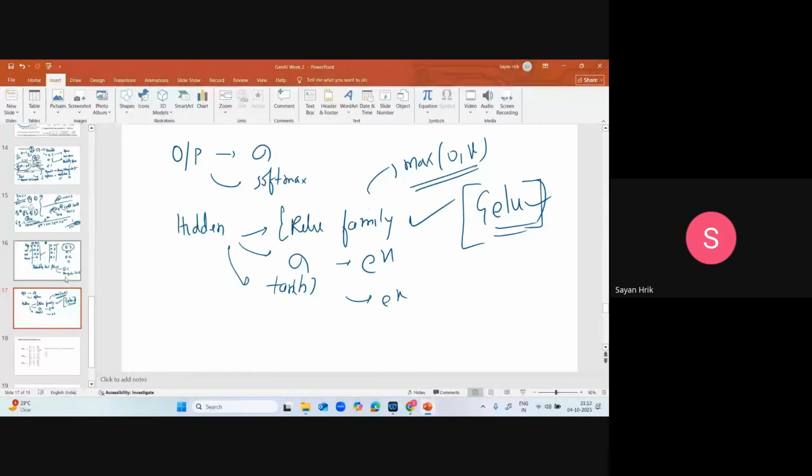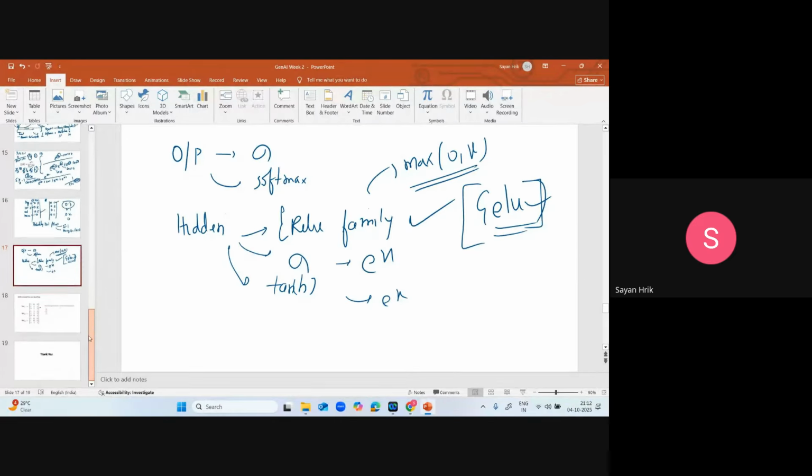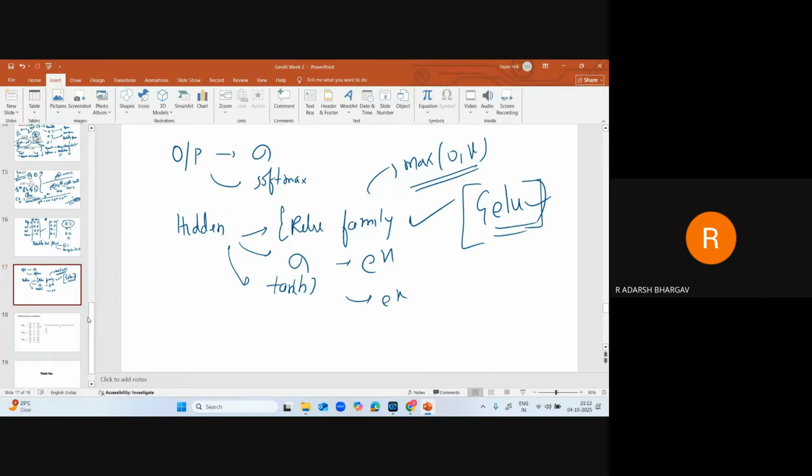Yeah. Okay. So I think the hidden layer can be a ReLU or a leaky ReLU. What about the ReLU family? You can use any of the ReLU variations. Leaky ReLU. Then there is something called exponential ReLU. But again, that has a problem. You have the exponent, right? So you don't want to use that.